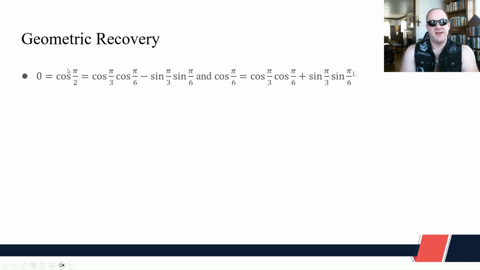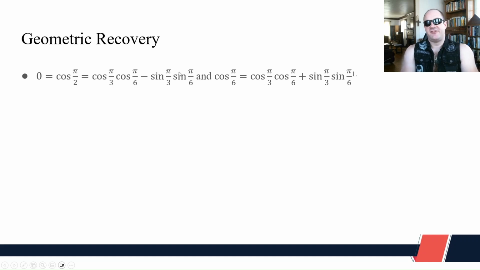So the cosine of pi over 3 plus pi over 6, we already have our sum formula. And so we know that cosine of pi over 2 is apparently equal to this right here. But by definition, cosine of pi over 2 is equal to 0. So this equation here holds.